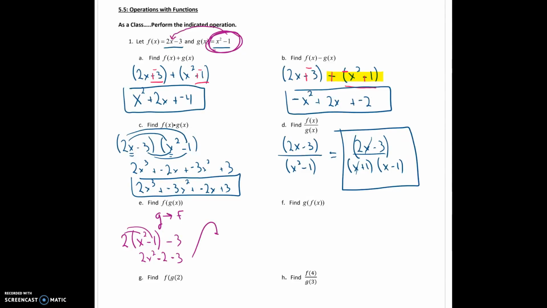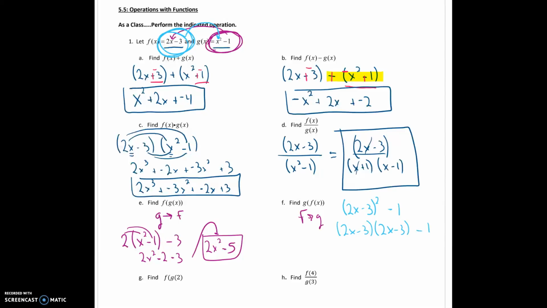And then when I combine like terms, I get 2x squared minus 5. So the other way means that F is going to go into G. So this time what will happen is all of F will go into G, and it will go into its particular x. So normally x is squared, so now what's going to happen is 2x minus 3 is going to be squared, and then we still have the minus 1.